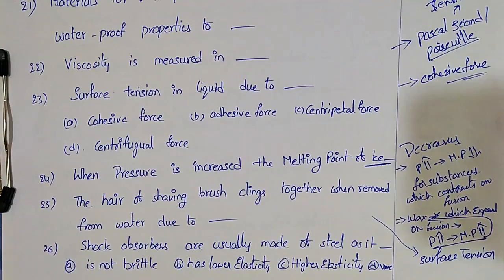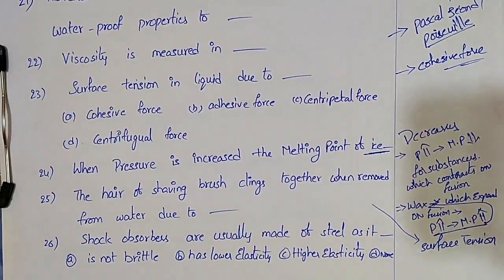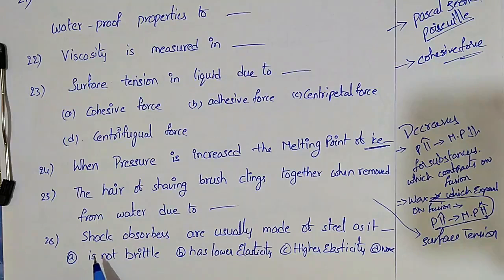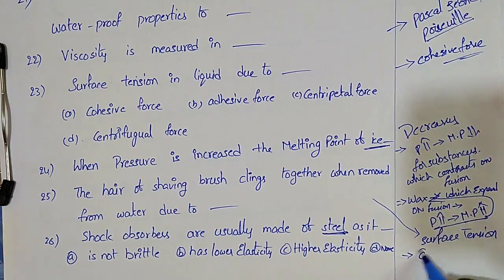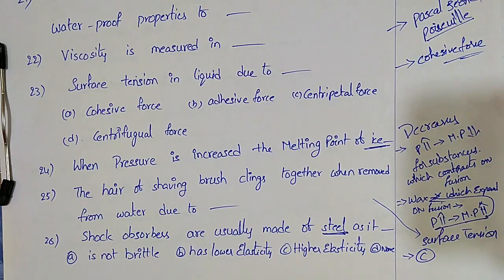Is the property of surface tension. And the next question, 26th one: shock absorbers are usually made up of steel, as steel is a highly elastic material. So that's why, due to the high elasticity, shock absorbers are usually made up of steel. Here the answer is C, high elasticity.